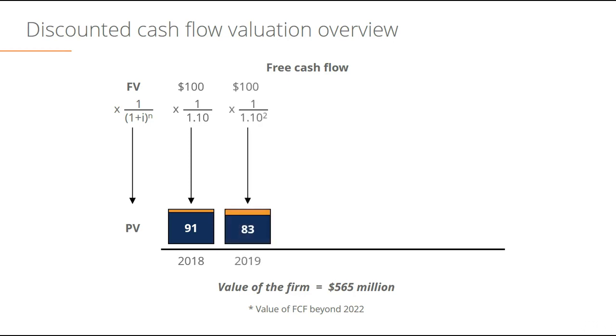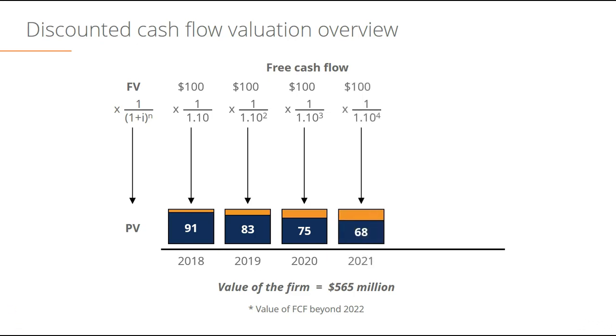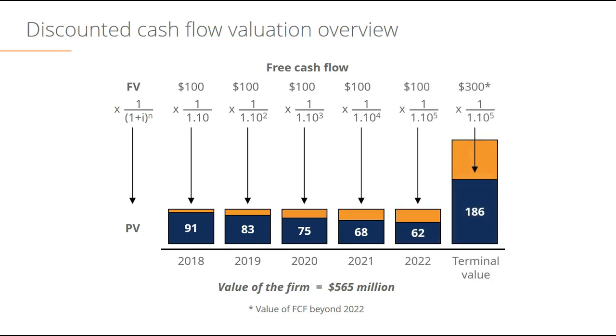The second cash flow, which occurs in 2019, is also $100, but this time is raised to the power of 2. As you can see at the bottom here, the present value of that number, of the 100, is being reduced over time. In 2020, it's raised to the power of 3 and becomes only $75 of present value today from $100 of free cash flow in the future. By 2021, it's worth $68 today. 2022, it's down to $62.